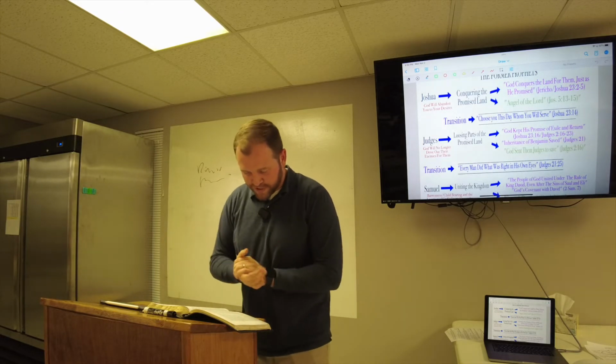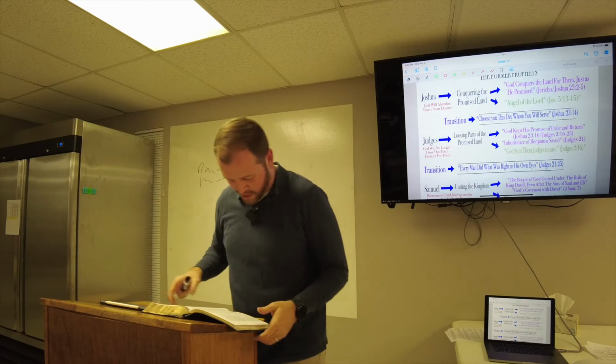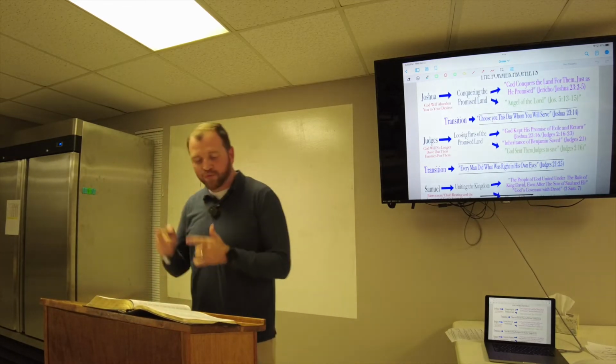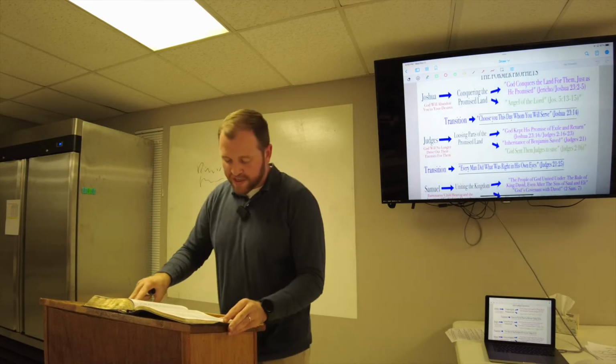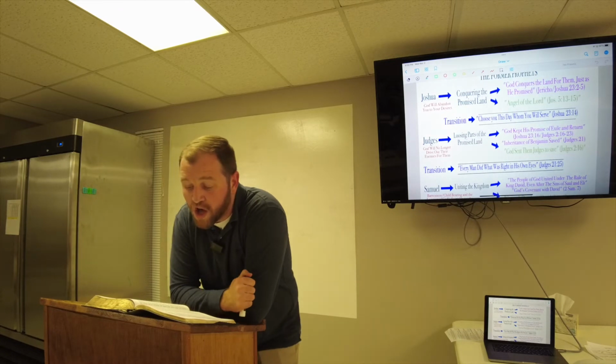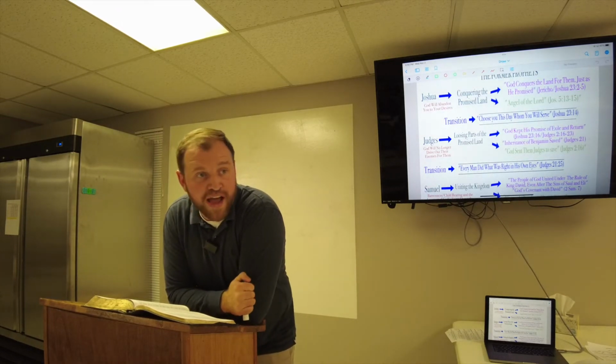Look at verse 13 of Joshua 5. When Joshua was by Jericho, he lifted up his eyes and looked, and behold, a man was standing before him, with his drawn sword in his hand. And Joshua went to him and said to him, "Are you for us, or are you for our adversaries?"